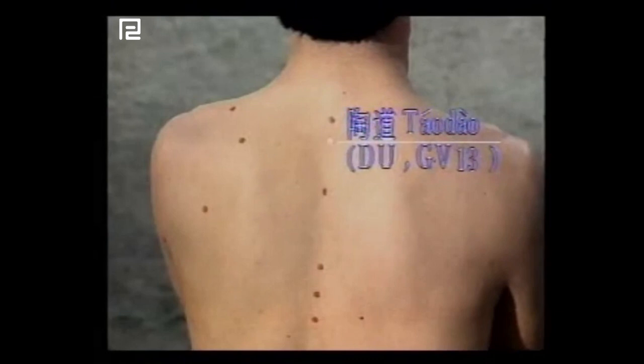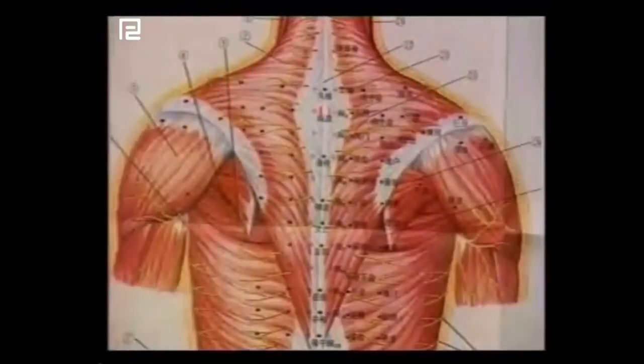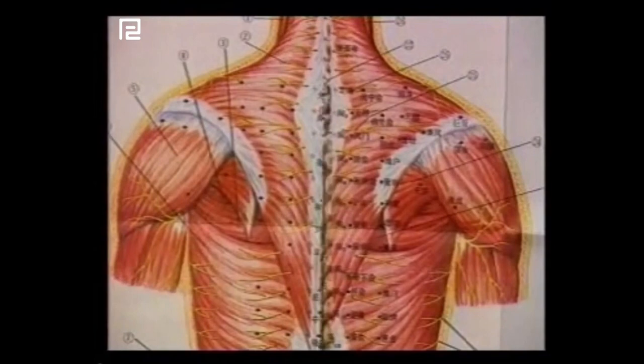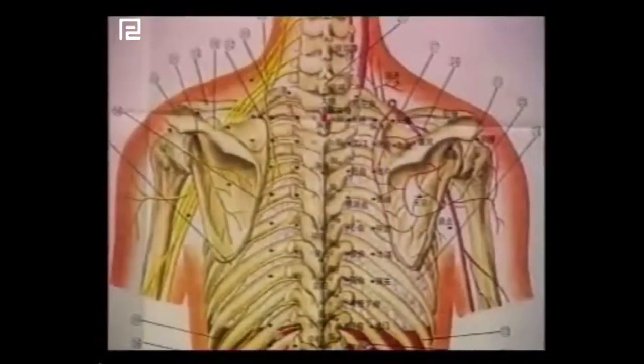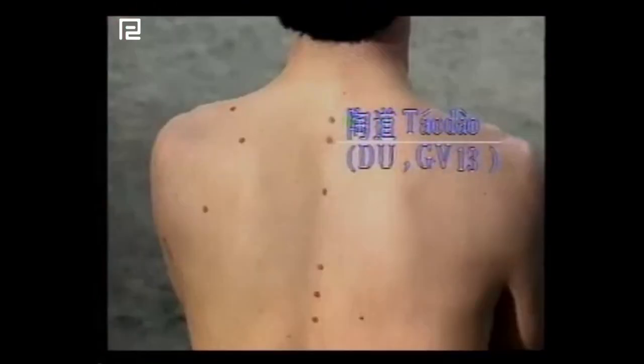Location: on the back and on the posterior midline, in the depression below the spinous process of the first thoracic vertebra. Indications: pain and stiffness of the head and neck, chills and fever, malaria, anhidrosis, cough, asthma, amenorrhea, and scrofula. Methods: puncture 0.5 to 1 cun, moxibustion 3 to 5 cones or 10 to 30 minutes.